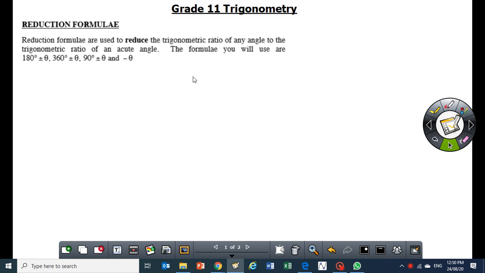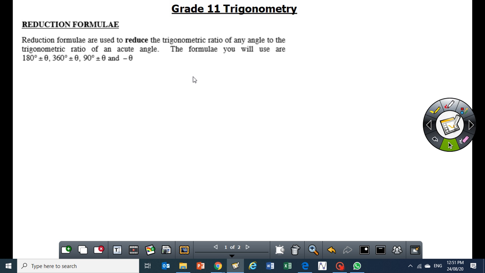So, reduction formulae are used to simplify angles that are more than 90 degrees using acute angles between 0 and 90 degrees. For example, if I give you sine 270, you can use a reduction formula to write sine 270 using an acute angle between 0 and 90 degrees. So, reduction formulae are used to reduce the trigonometric ratio of any angle to the trigonometric ratio of an acute angle.